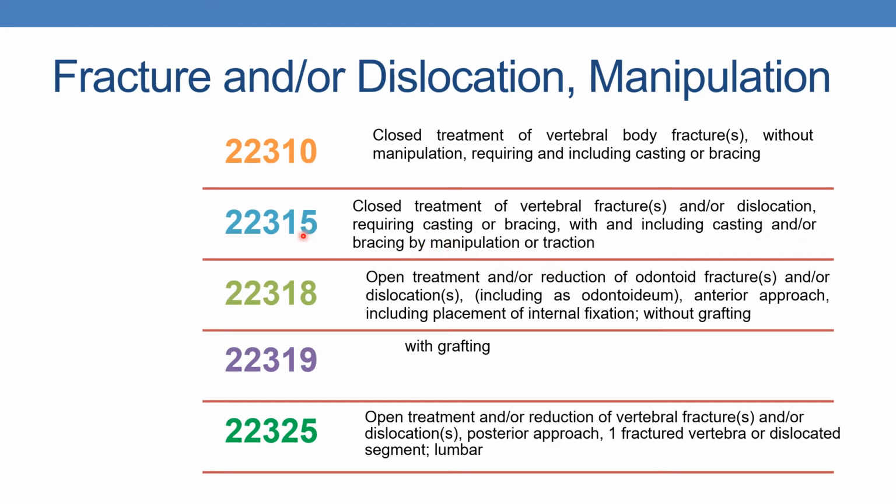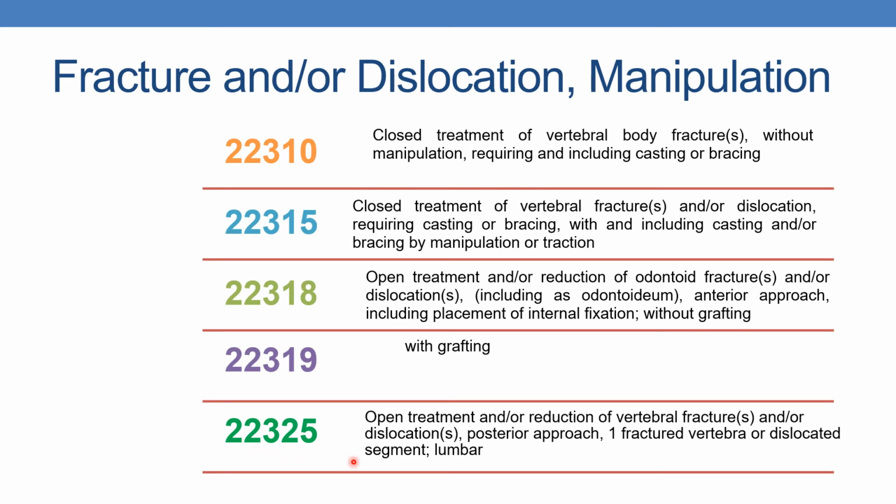Here manipulation is involved in 315. Manipulation is not involved in 310. 22310 does not include manipulation, whereas 22315 includes manipulation. The next is 22318. Open treatment and or reduction of odontoid fracture and or dislocation, including odontoidectomy, anterior approach, including placement of internal fixation without grafting. Whereas 22319 involves grafting, with grafting.